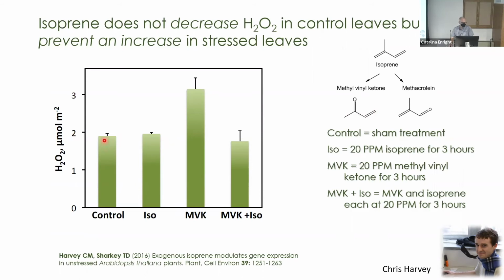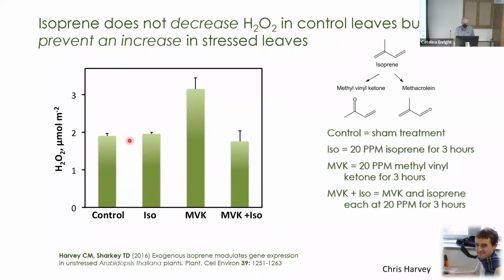And if we take our control Arabidopsis and give it isoprene, we don't change the amount of hydrogen peroxide in the leaf. If we give methylvinyl ketone, we do change. We get hydrogen peroxide buildup. So there's ROS stress. If we give methylvinyl ketone and isoprene, we get no change from the background level. So isoprene prevents the reaction causing excessive hydrogen peroxide, but it doesn't quench hydrogen peroxide itself. So it attacks the synthesis of hydrogen peroxide.